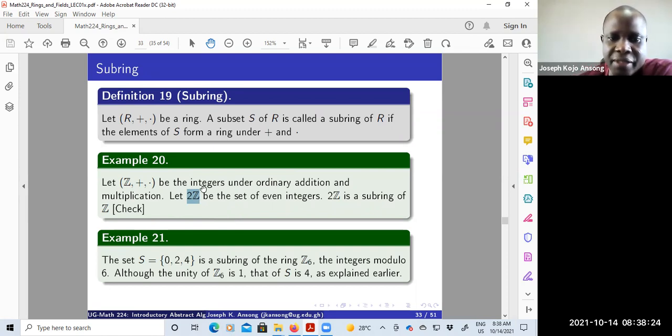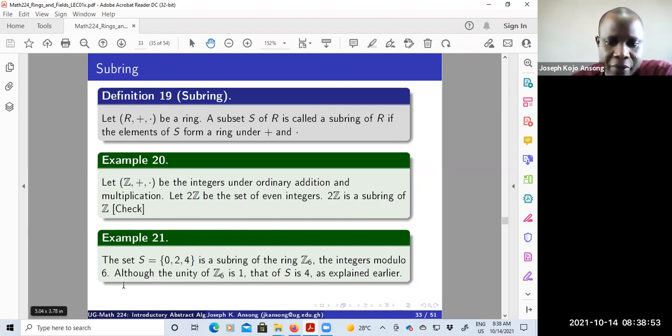Well, you can test the axioms. First, you have to show that 2Z is an abelian group. Then you have to show that multiplication is associative, and then you show that the left and right distributive laws hold. So once you've shown that, you have shown that this is a ring, and since it's a subset of Z, then it is a subring of Z. Okay, so that is it.